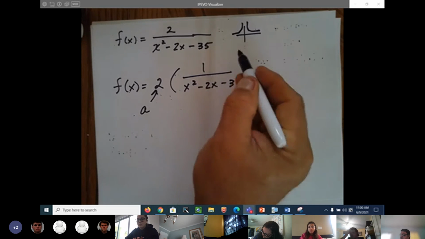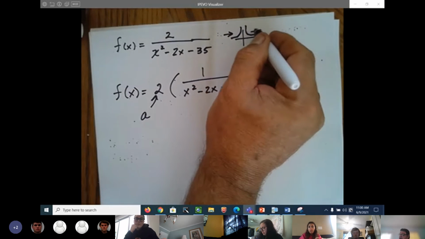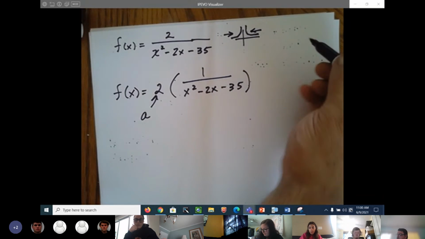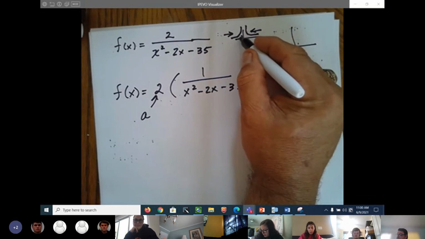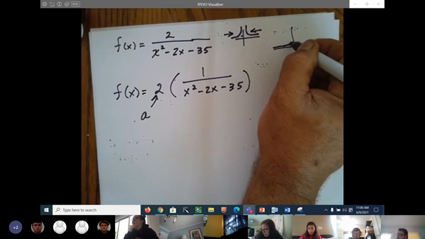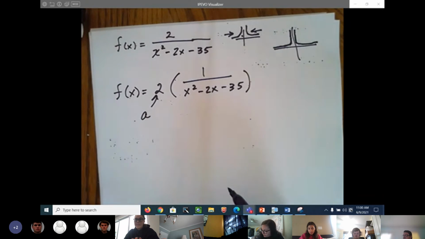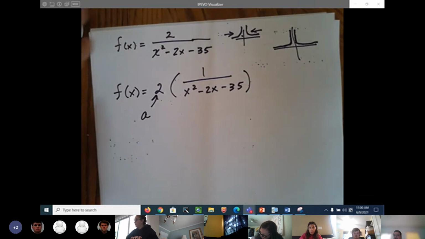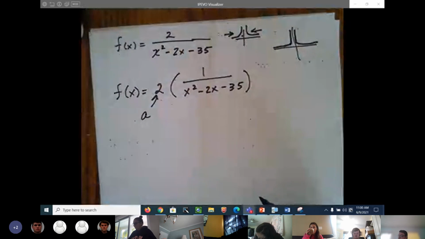Since that 2 is right there, it's going to be compressed like that, which will make it look a little bit more like, instead of being wide down here, it's going to be a little bit closer to the origin like that, because it's being compressed. All right.